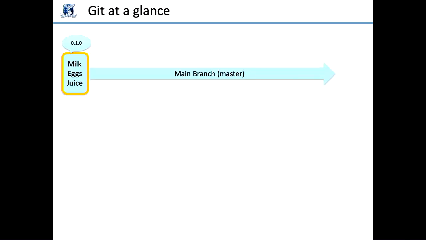So let's see how Git works at a glance. Say, for example, you have a Git repository of a shopping list. You want the milk, the eggs, and juice. That's on your main branch.